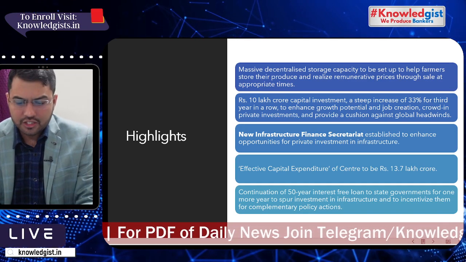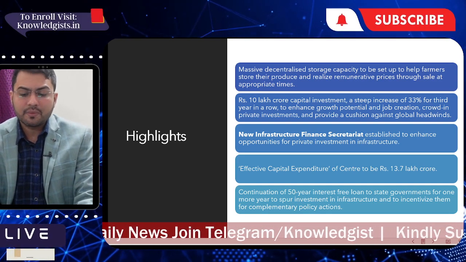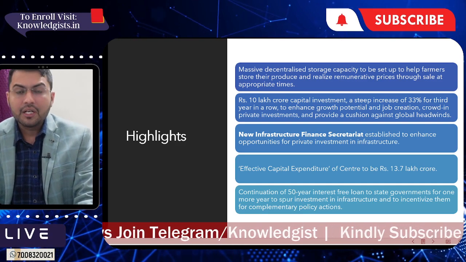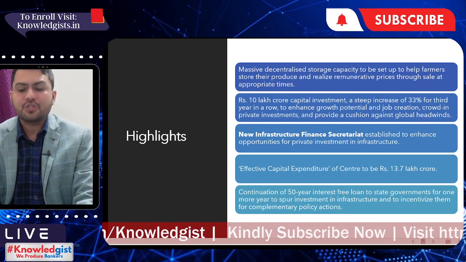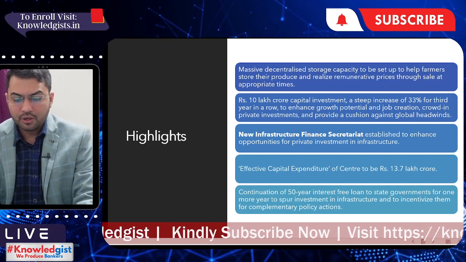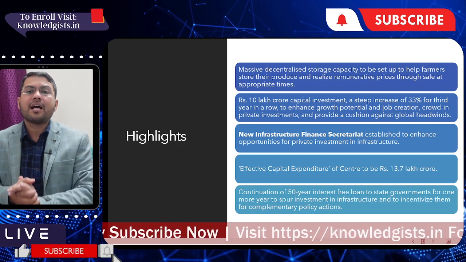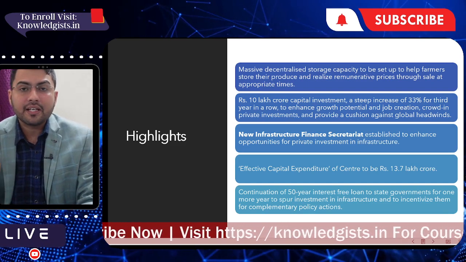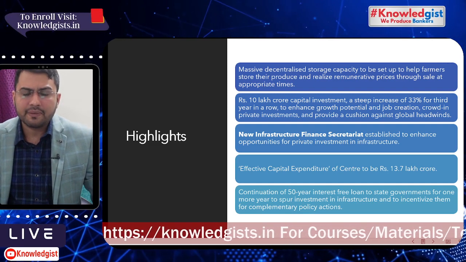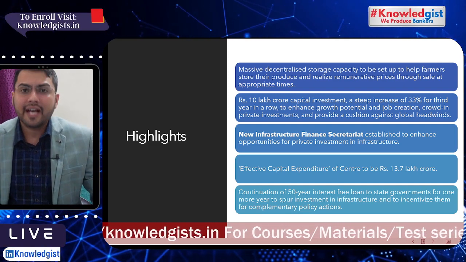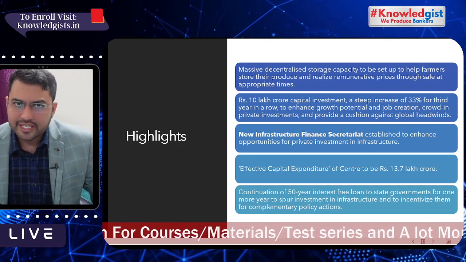A new infrastructure finance secretariat is to be established to enhance opportunities for private investment into infrastructure. Effective capital expenditure of the center is to stay at rupees 13.7 lakh crore. Continuation of 50-year interest-free loan to state governments. Now state governments can avail a 50-year interest-free loan from the government. Before that, if a loan was required by a state government, they had to knock on the doors of the Reserve Bank of India in the form of ways and means advance.